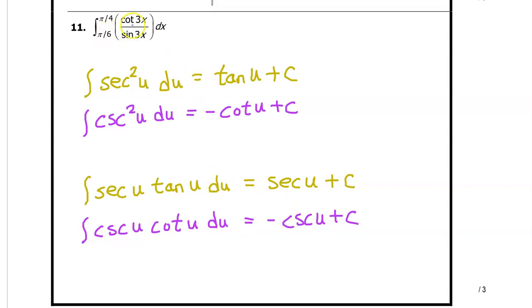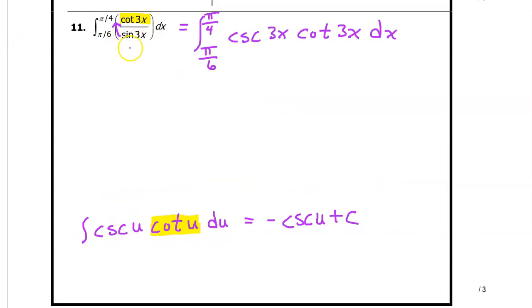Whenever I try to integrate a trig expression, one thing I like to do is see if I can get the expression to match one of these 4 rules. I notice that I have cotangent in the numerator, and looking at my 4 rules, I see a cotangent right here. So maybe I can manipulate this expression to look like this rule. I have memorized the following shortcut. Since the reciprocal of sine is cosecant, if you take a sine function and move it up to the numerator, it will become cosecant. So this expression is equivalent to this expression.